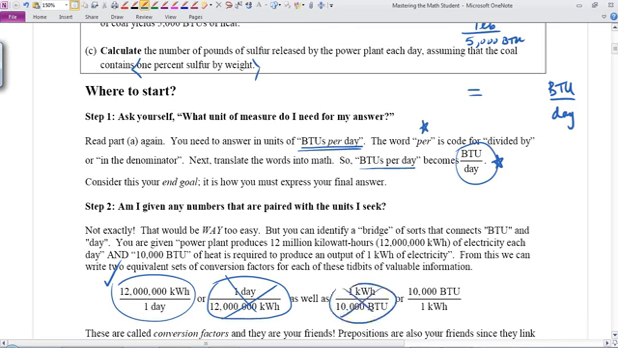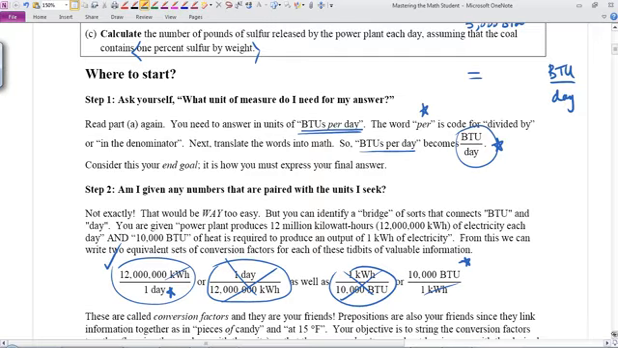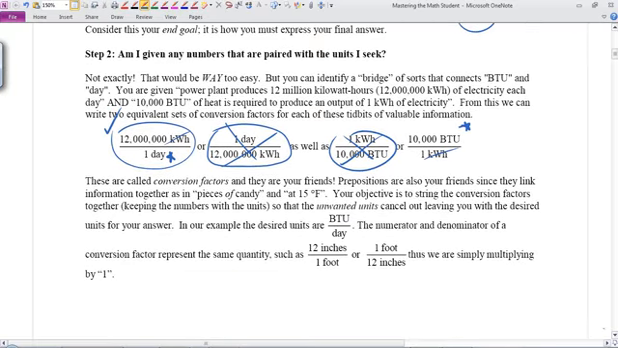Why are we rejecting it? Because it doesn't have BTU in the numerator. So now I've got BTU and I've got day, and I've got the potential to cancel out what I do not want. But kilowatt hours is my bridge between what I do seek. So these conversion factors, like I said, are your friends. Prepositions are also your friends. You're looking for things that link information together, like pieces of candy or at 15 degrees Fahrenheit.